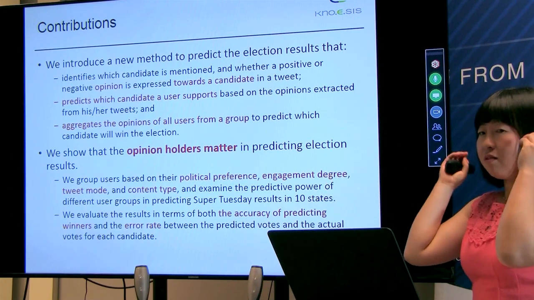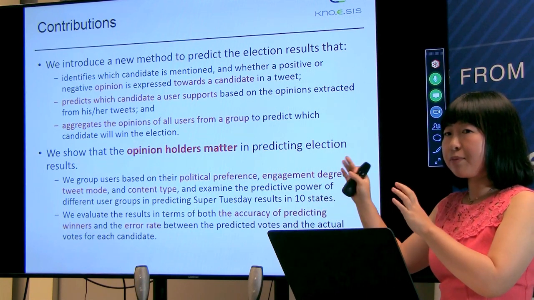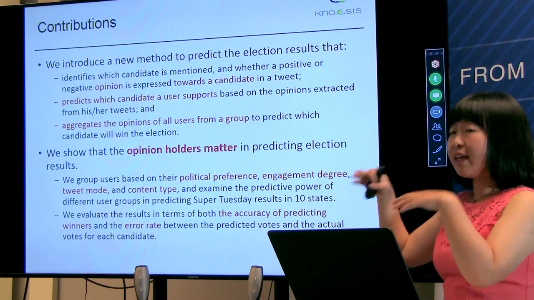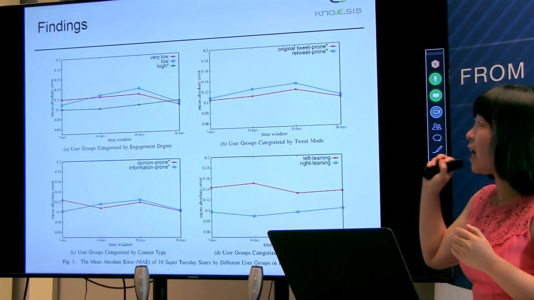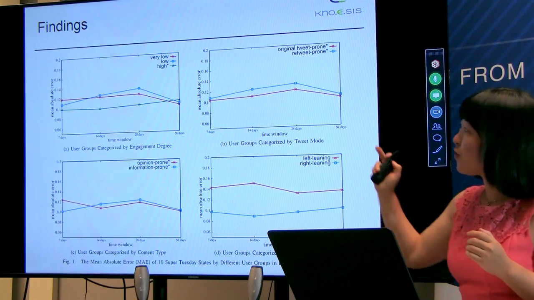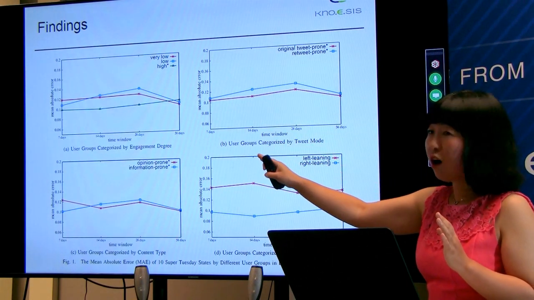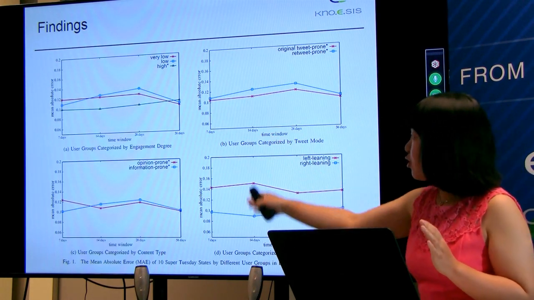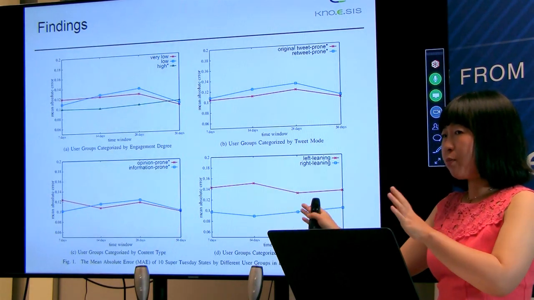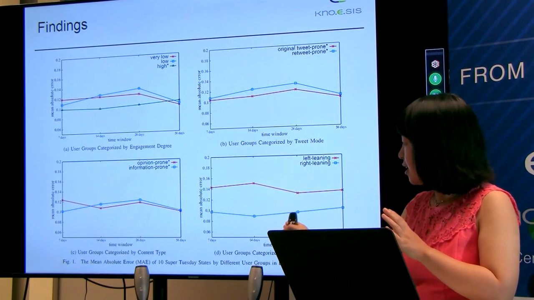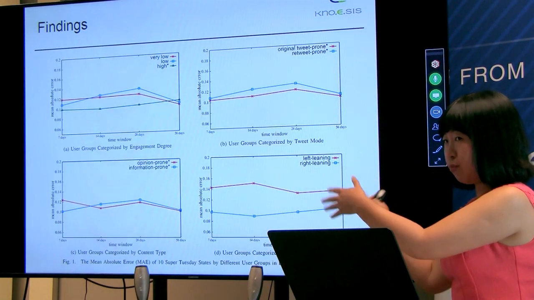We use the opinions from the different user groups, examining the predictive power of each user group in predicting the Super Tuesday races in 10 states in 2012. And here we have some interesting findings. First, we look at the engagement degree of different user groups. Here is the mean absolute error of the prediction. We predict the results based on opinions from 7 days, 14 days, and 28 days prior to the election.